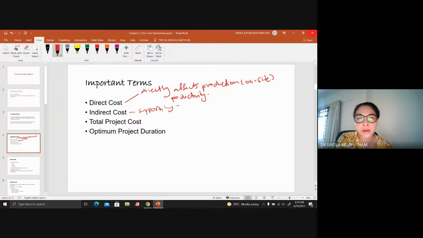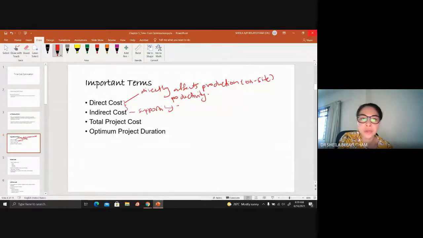So workers are direct costs. Indirect costs are just supporting costs. That does not necessarily mean that if you increase the indirect cost, you will increase production. Okay, so it's just supporting. And total project cost would be the total of direct costs and also indirect costs.